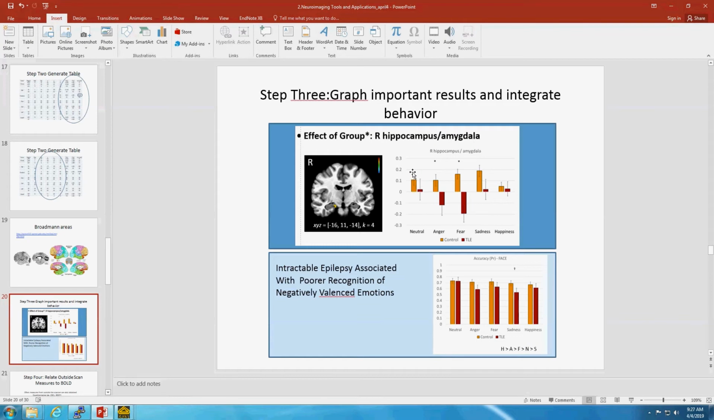So this is what the activation looked like when they saw the neutral. This is what it looked like when they saw the anger. This is what it looked like when they saw the fear, the sadness, and the happiness. So what you can tell from this, originally you just see there's this blob in the hippocampus. But what's driving this is that there's a difference in the epilepsy group, and the epilepsy group are actually showing a reduction in activation in this area when they're seeing the fear and the angry faces.